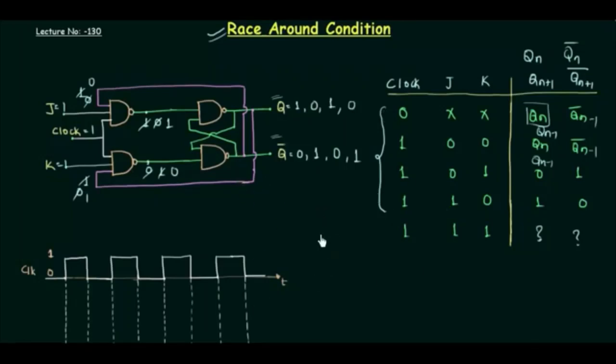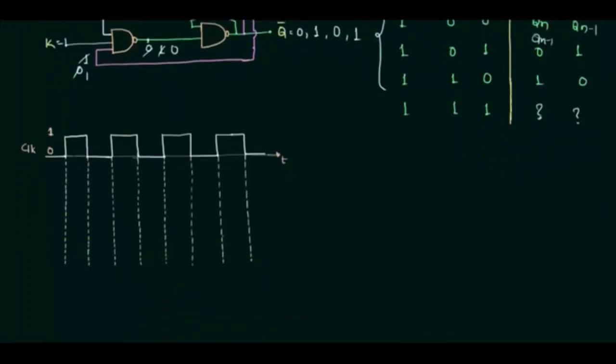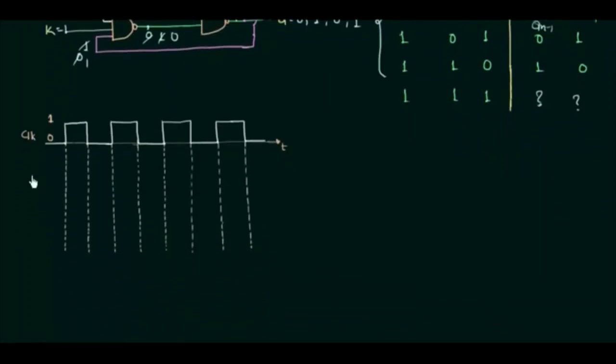And if I draw this condition with my clock, let's see how it looks. First of all, I will have my J, and J is 1 always, and then my K, and K is also 1, because for race around condition J and K must be 1. But you can see that the race around condition is only when the clock is high. So the race around condition will be for this period, for this period, for this one, and for this one.